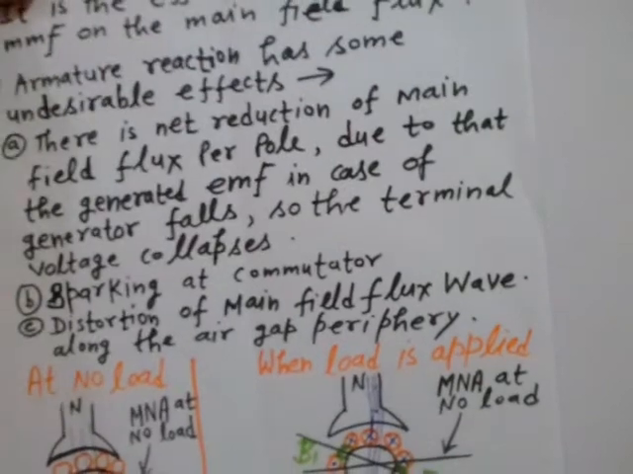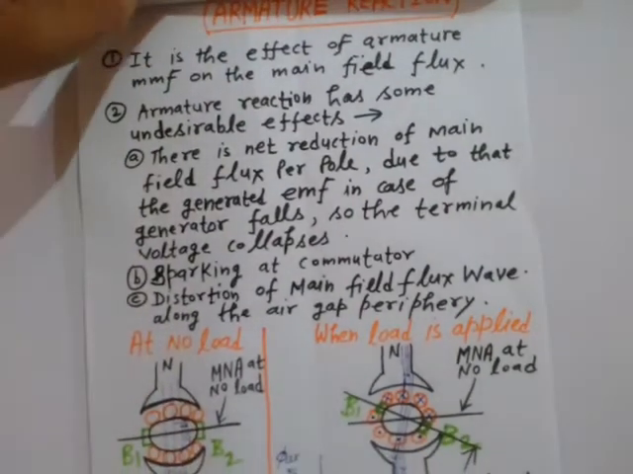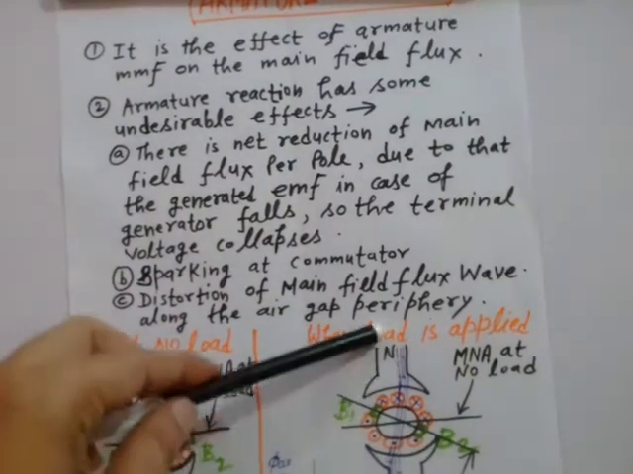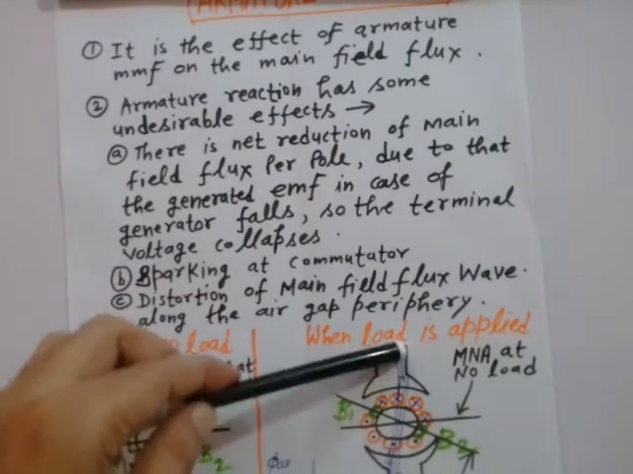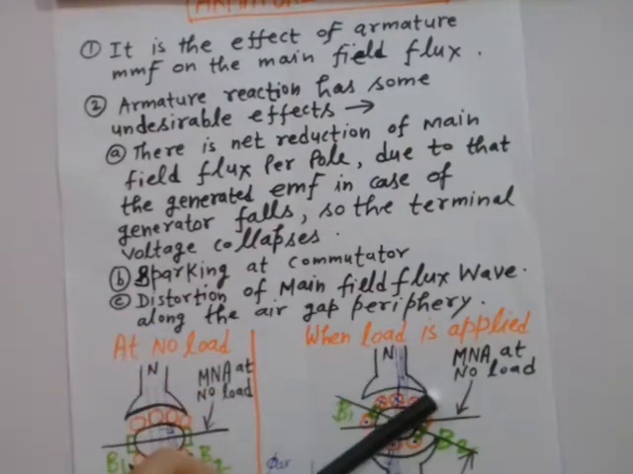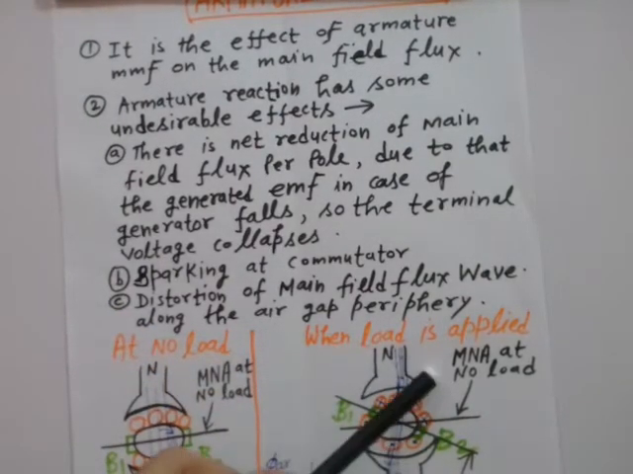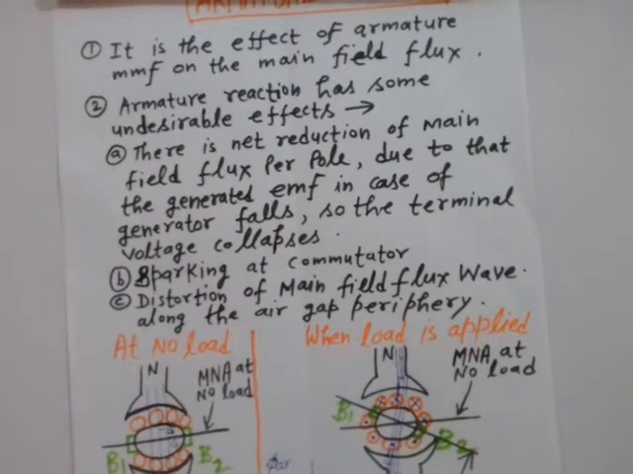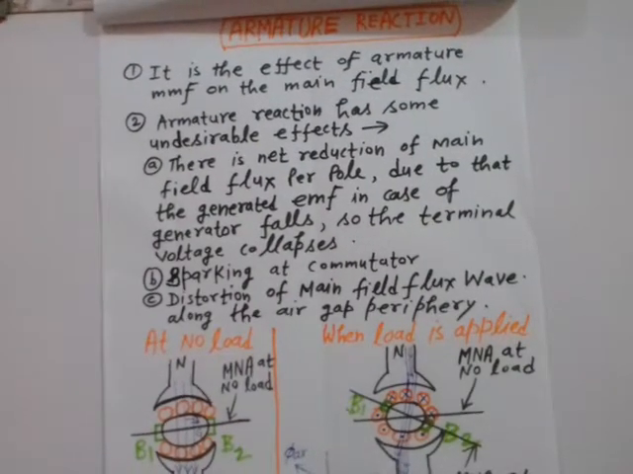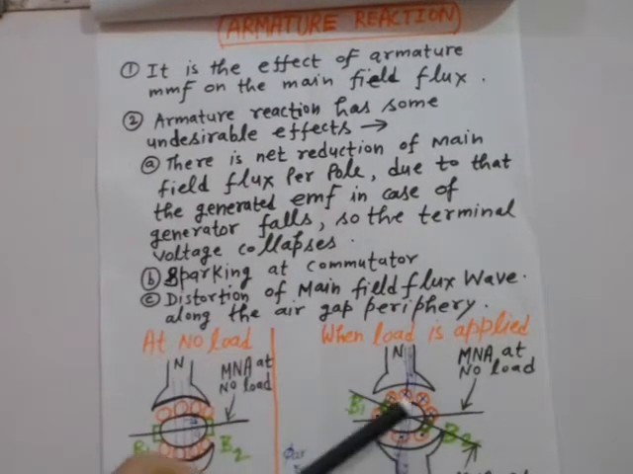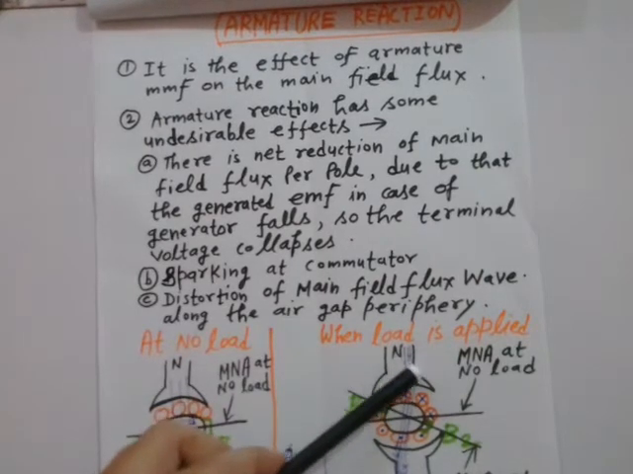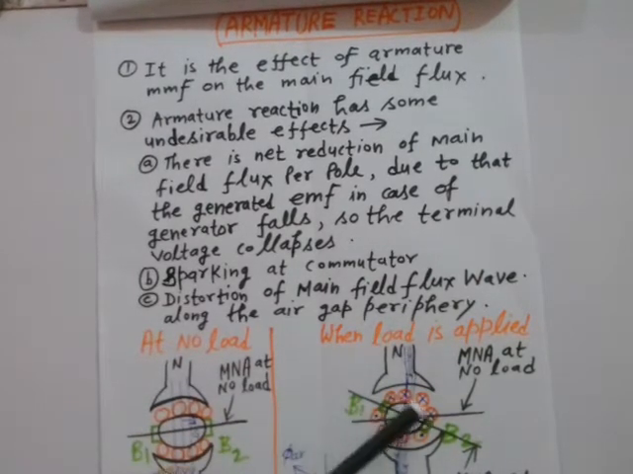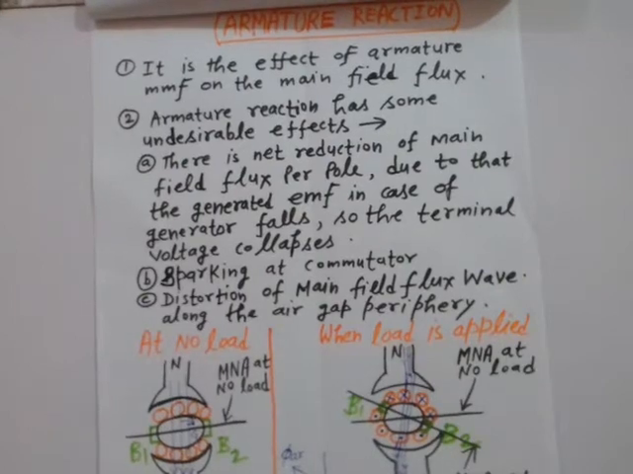Have a look at it. Now your resultant field lines will be crowded at the trailing pole tips of north and south. For north this is the trailing pole tip, and for south this is the trailing pole tip. This crowding of the field lines occurs only at the trailing pole tips in the direction of rotation of the generator.